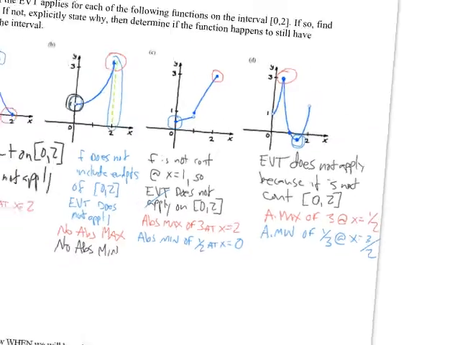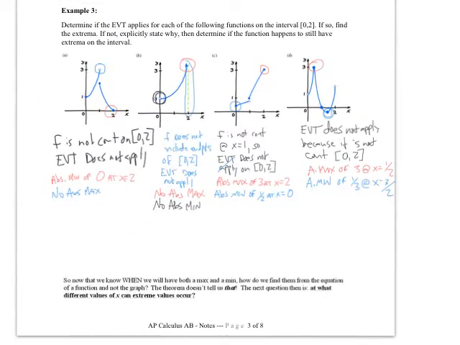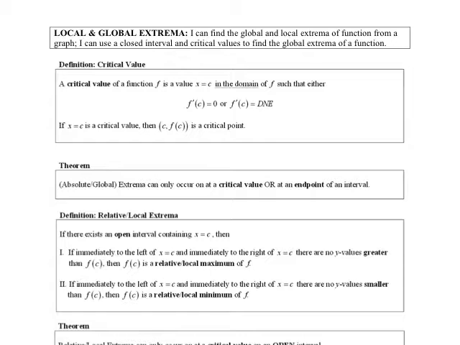Okay, so the takeaway from this, the EVT guarantees both. So if the extreme value theorem passes, we get both a max and a minimum. But if it fails, then it's still possible to find some of them some of the time. Okay, so when the EVT fails, we still need to be able to find ways to do this analytically if we're given an equation rather than a graph.